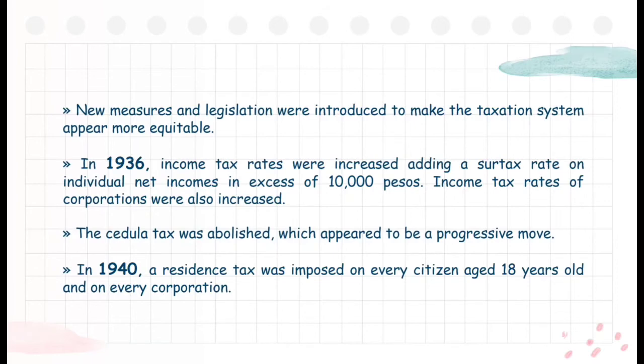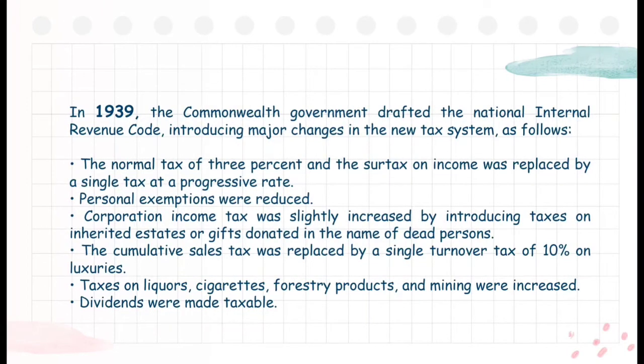We can say that in the year 1940 it was hard for them to forcefully pay the residence tax, which was much higher, especially for those people who had less income for their living. In 1939, the Commonwealth government drafted the National Internal Revenue Code, the body of law that codifies all federal tax laws, introducing major changes in the new tax system as follows.